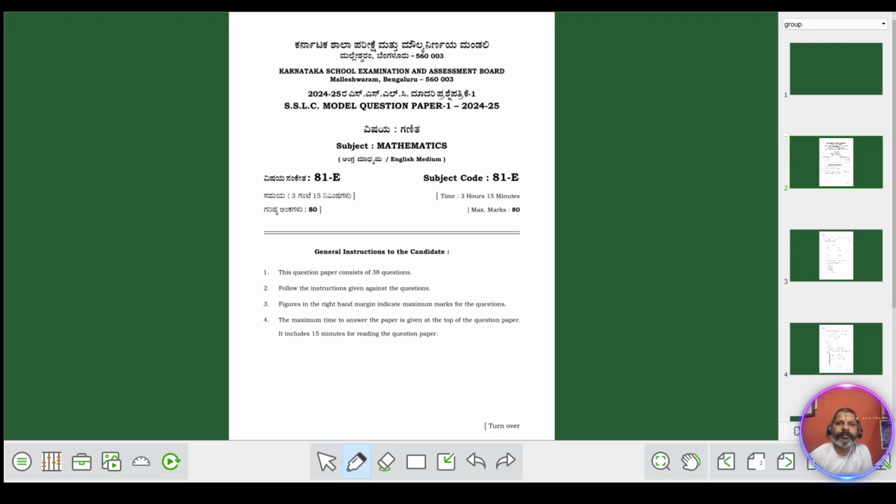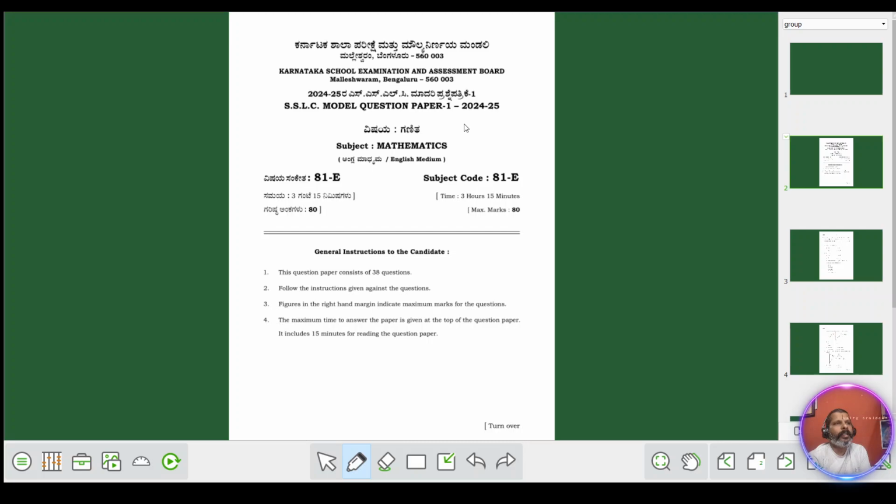Hello students, today in this class we will see the 2025 March model question papers for mathematics. There are four model question papers: set 1, set 2, set 3, set 4. We'll see only the 1 mark questions from each of the model question papers. First we will see the first set model question paper 1 mark solutions.